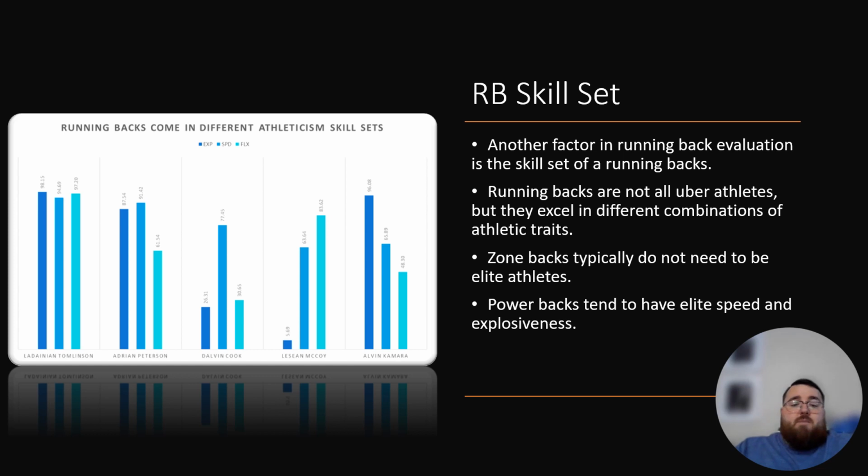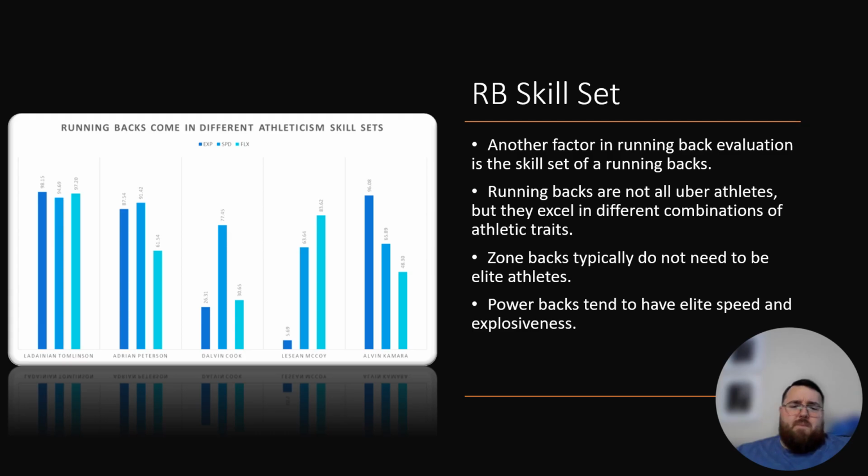Take a look at LeSean McCoy. LeSean McCoy had a significantly below average explosive lower body strength score, but he did have a near elite flexibility score and above average speed for his size, which he translated at the next level. And then the last prospect to mention is Alvin Kamara, who had an elite explosive lower body strength score with average speed and below average flexibility, and he ended up being a pretty decent back as well.